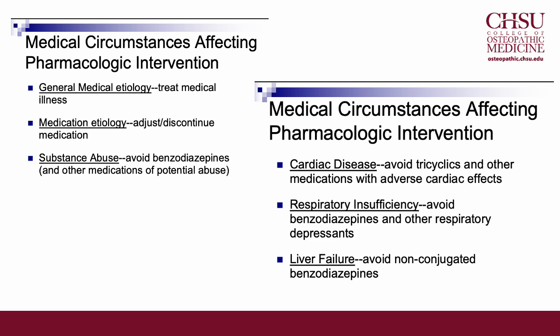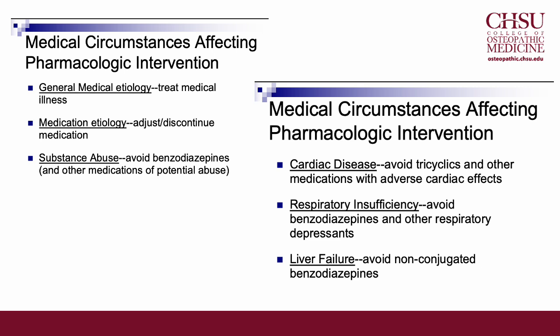This slide looks at different medical circumstances that can affect pharmacologic intervention. For example, if a patient has a general medical problem that's causing their reactive depression or anxiety, treating the medical problem would be an appropriate way to also treat the depression or anxiety. If it's something that's caused by medications or substance, likewise, it makes sense to adjust or discontinue the offending agent. Some specific examples or cases where we'd want to be more careful include cardiac disease. In cardiac disease, we would want to avoid tricyclic antidepressants, as well as other medications with adverse cardiac effects.